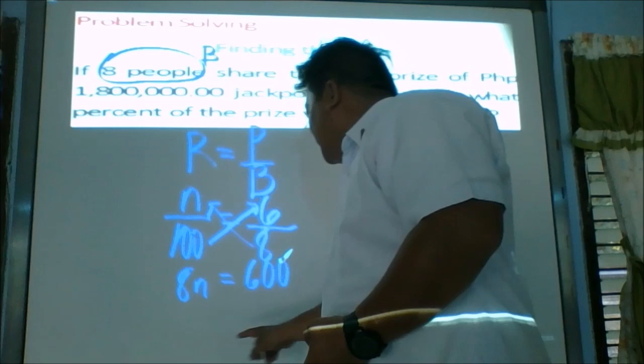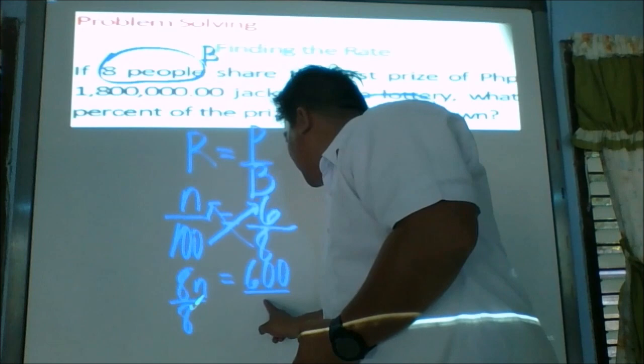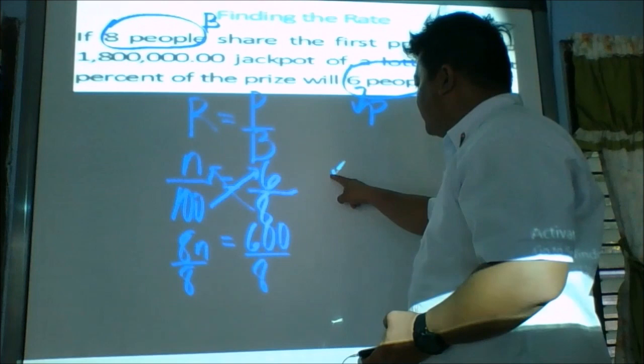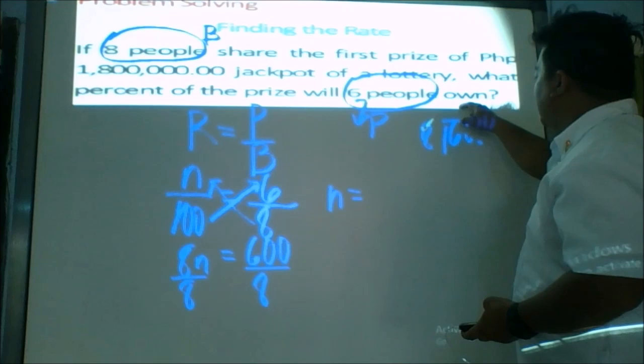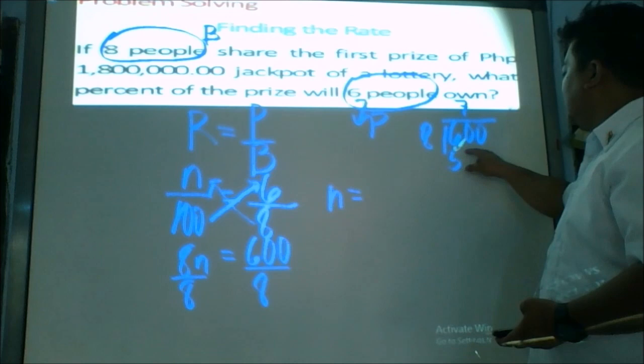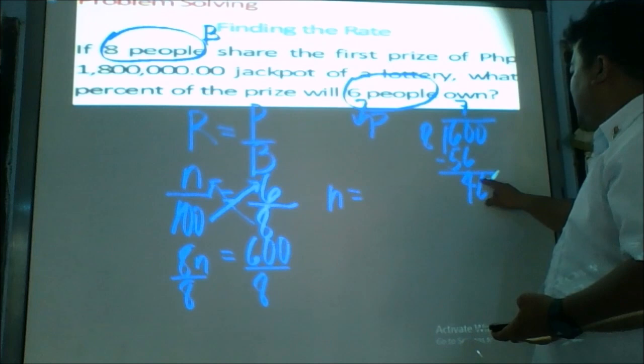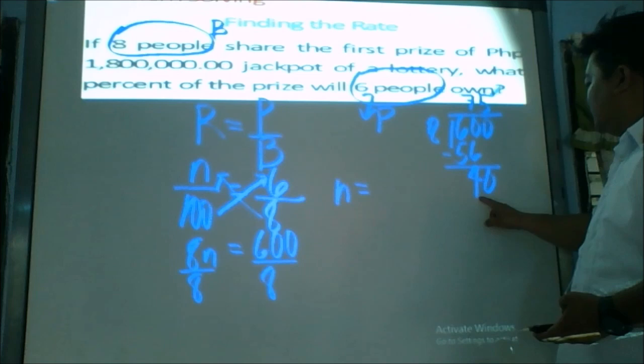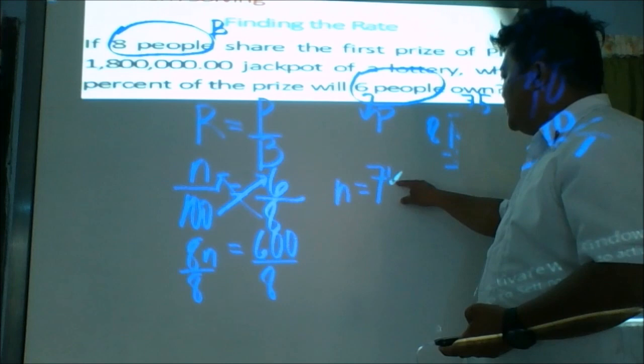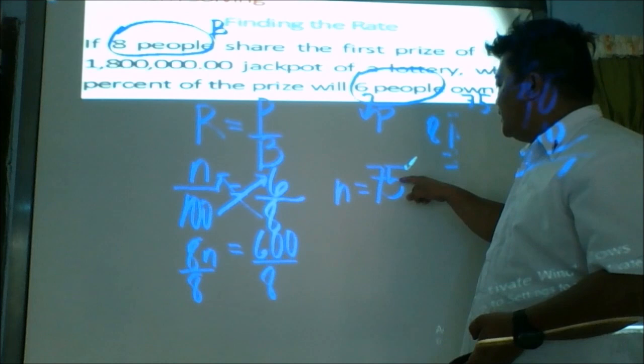To get the value of n, let us divide both sides by 8. 8n divided by 8 is equal to n. So 600 divided by 8: 7 times 8 is 56, subtract to get 4, bring down the zero, so 40. 40 divided by 8 is 5. So n is equal to 75. Since this is the rate, we accompany 75 with the percent symbol.